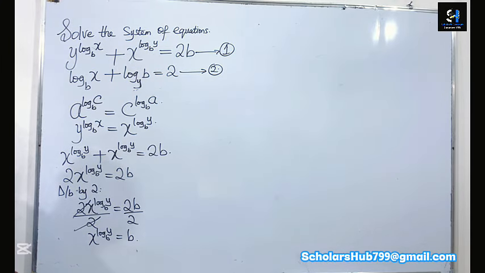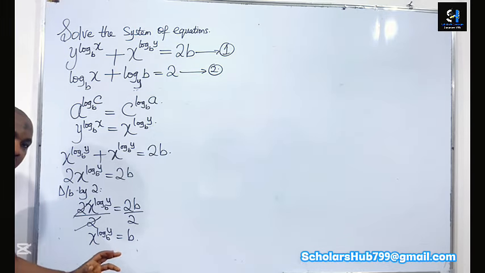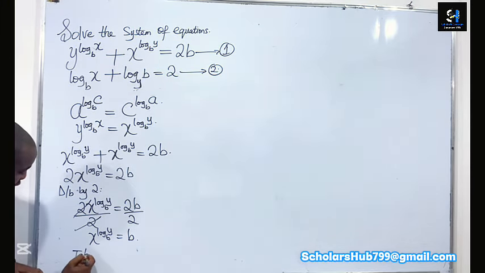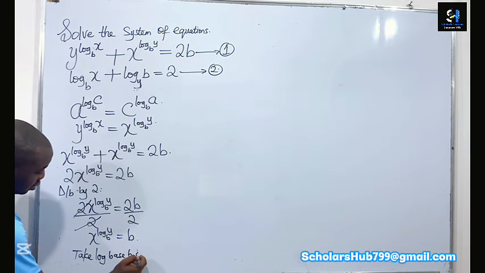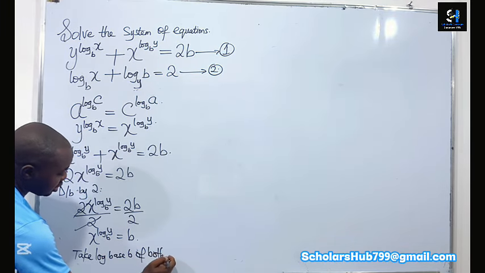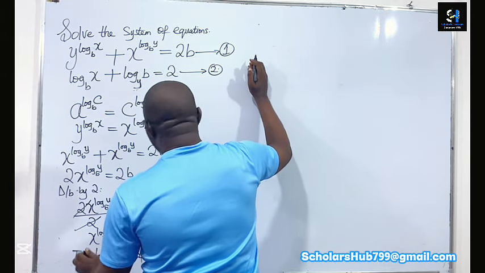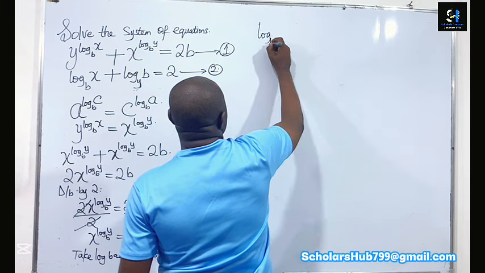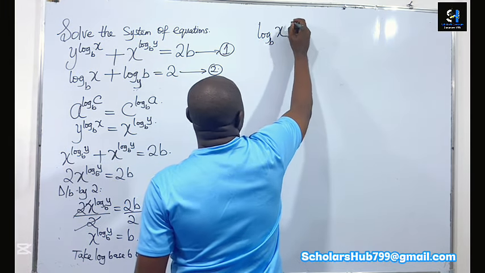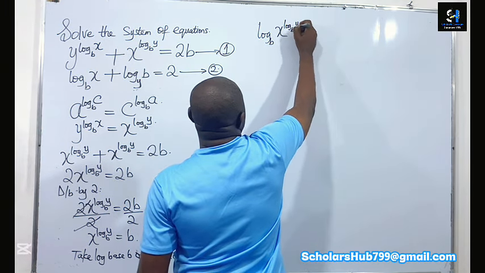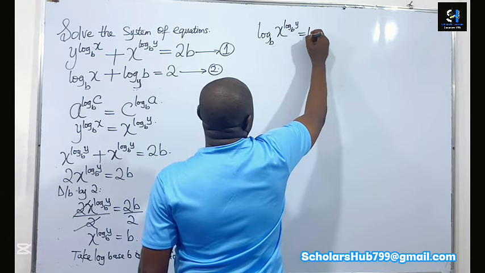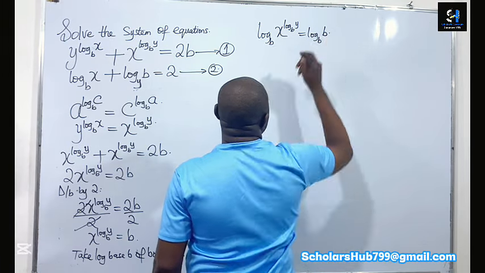Now, I'm going to take log base b of both sides. Log base b of both sides. So which means we have, in this case, log base b of x raised to the power of log base b of y equals log base b of b.